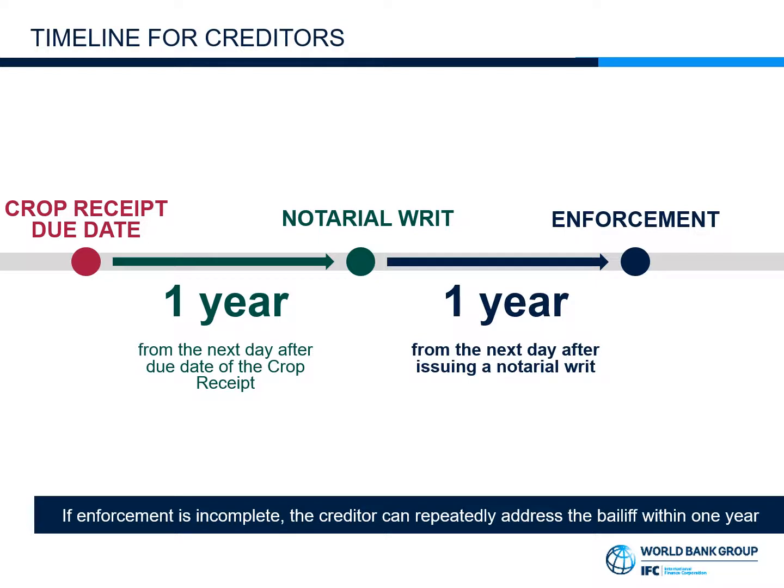For some farmers, the very act of a notarial writ is an incentive for settlement. However, if the crop receipt was enforced but the obligation was not fully settled, the creditor can resubmit the notarial writ to the bailiff within a year starting from the date of the notarial writ.